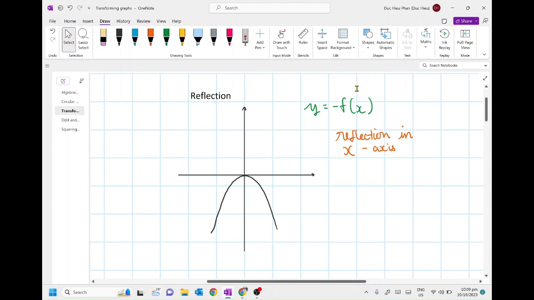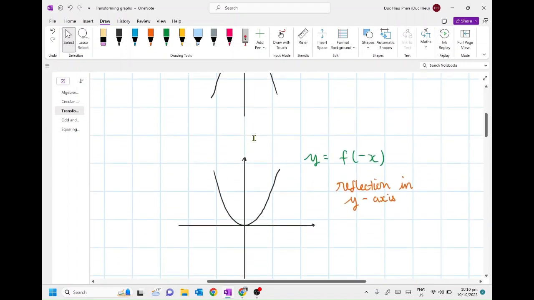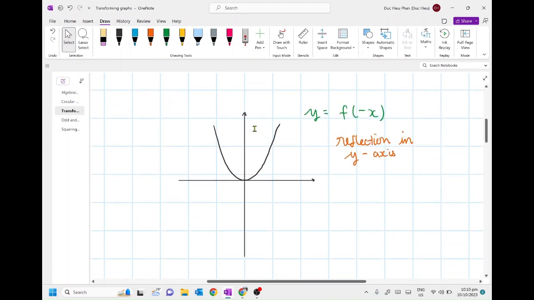When you times the whole function by minus 1, you're basically reflecting it in the x-axis. And why this happens is because, let's say, again, y equals x squared. We have 2 over here. 2 squared equals 4. And then you times minus 1 to the whole function, meaning that every corresponding y value is flipped over here, and it turns into its negative value. And so that's why the graph is reflected on the x-axis.